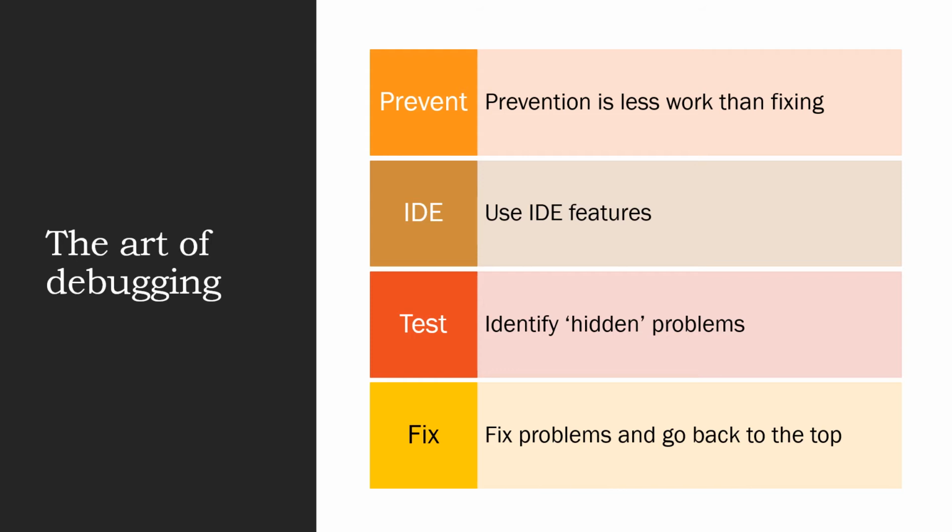Look out for the features of the IDE. I'm going to talk a bit more about those on the next slide, but that will help you to spot where you've got a code error. Apart from the error messages, do testing to identify any hidden problems that you might not have turned up, and then obviously fix any problems that you've identified, then go back to the top of this list and carry on working.